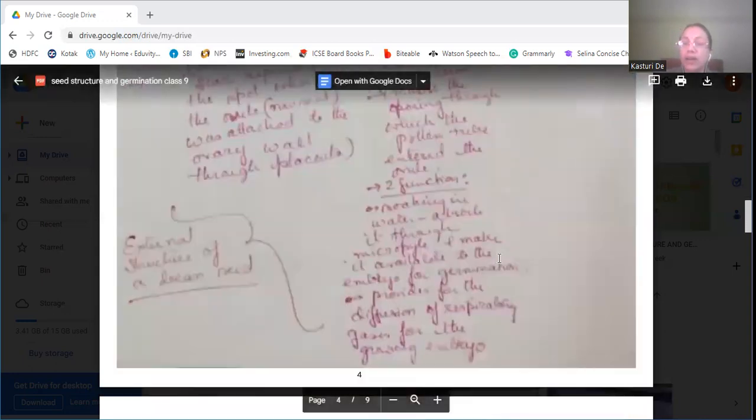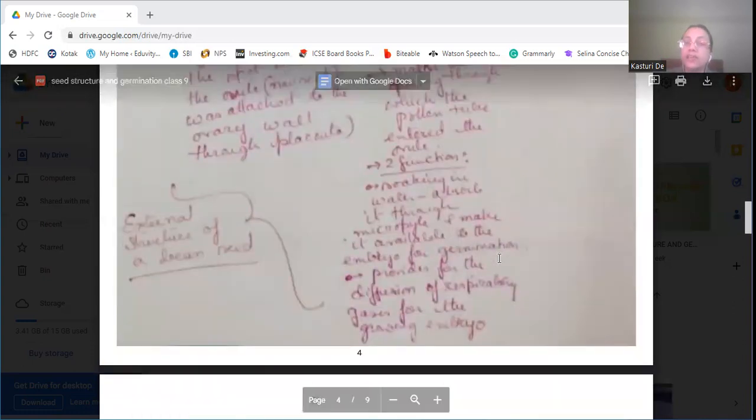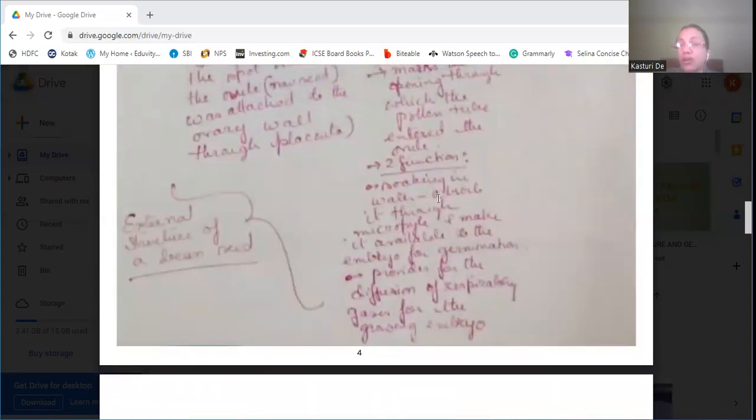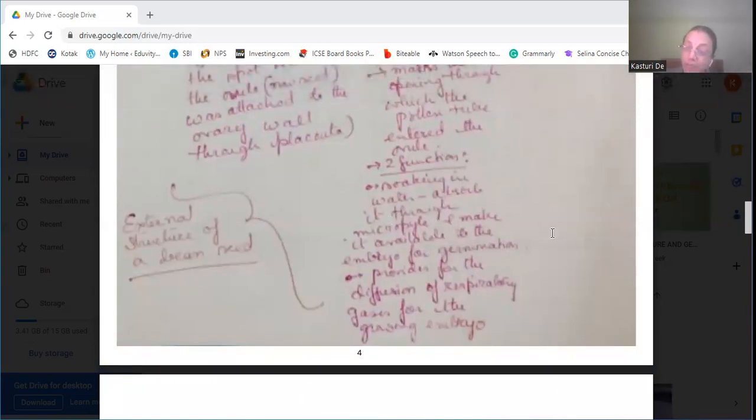So this is the marking. And there are two functions of the micropyle. One is soaking in water, absorbing. I told you when it is kept in water, it will soak water through this micropyle and make it available for the embryo for germination.